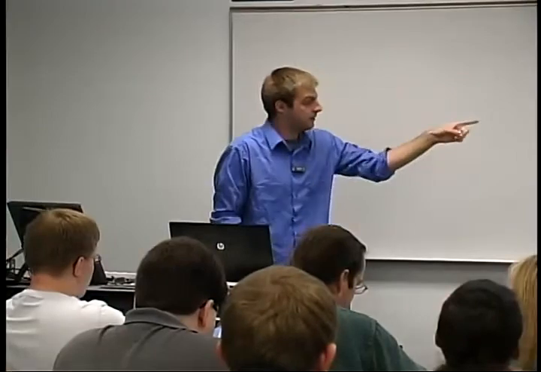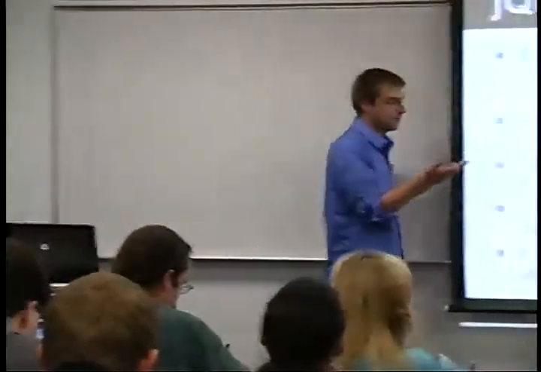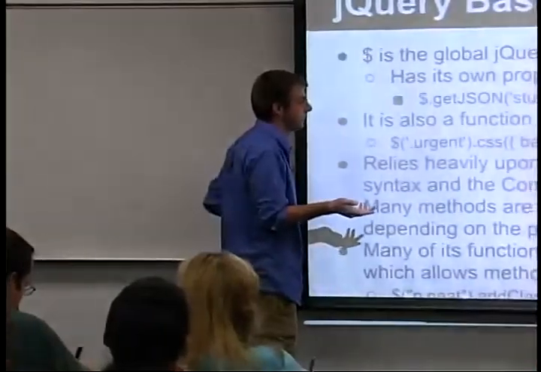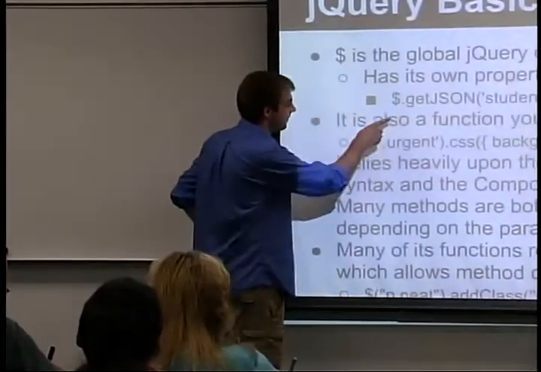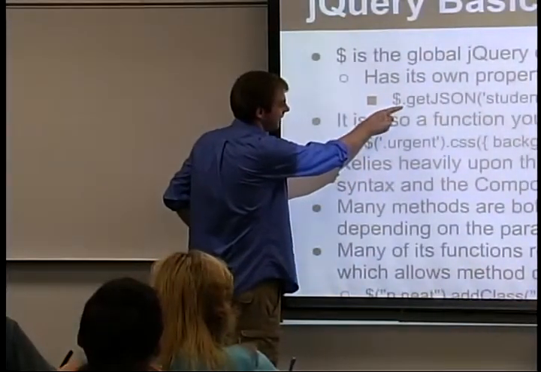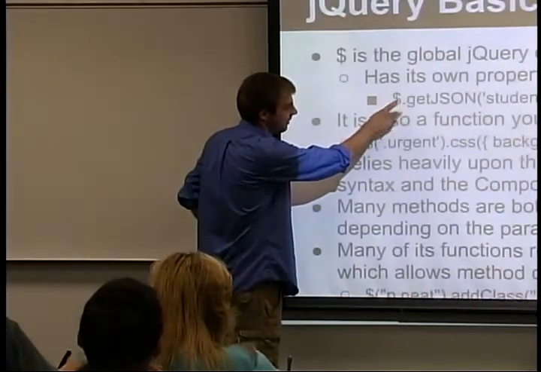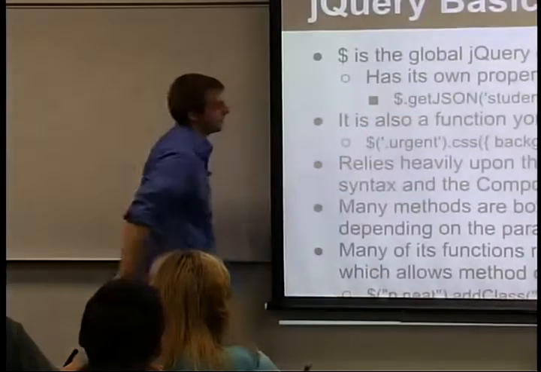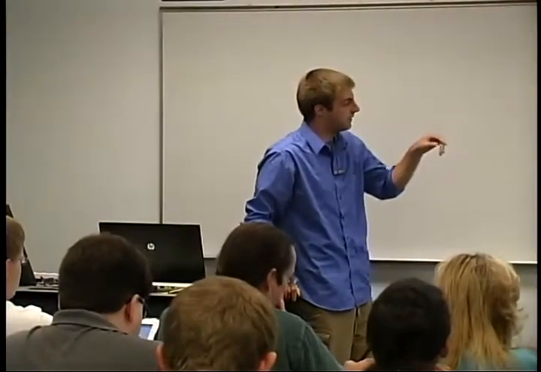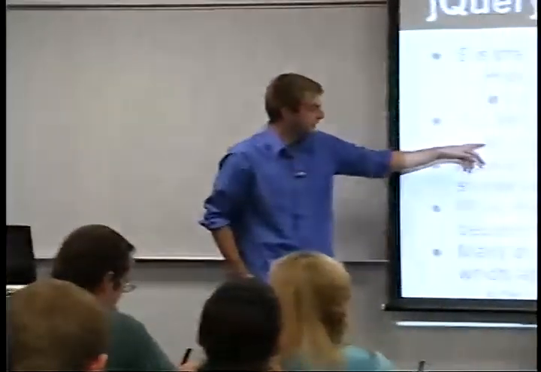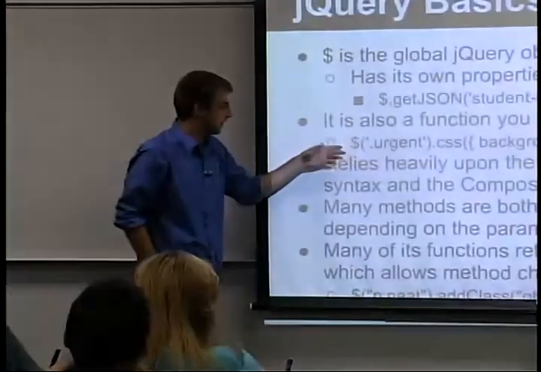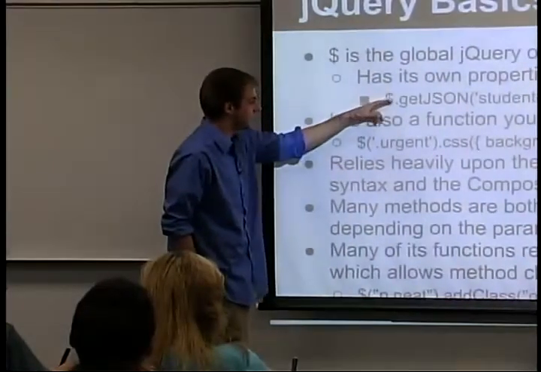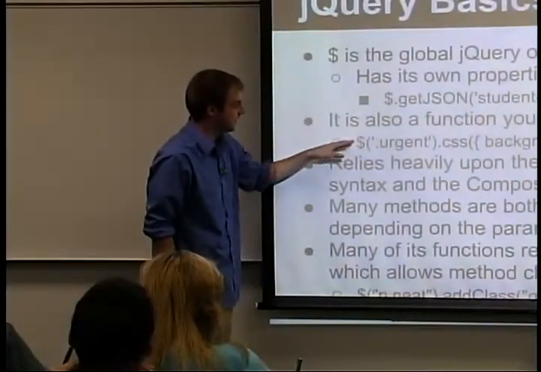It's the global jQuery object, and it has its own standalone methods that you can call static methods if you want to think of it in terms of Java. This would be a method of that global dollar sign, getJSON. I'm going to explain what that does, but this is just to show that it has methods on it, and the dollar sign itself is also a function. That's something that you can do in JavaScript.